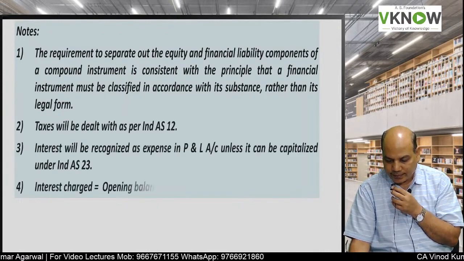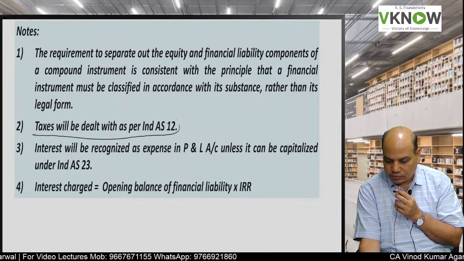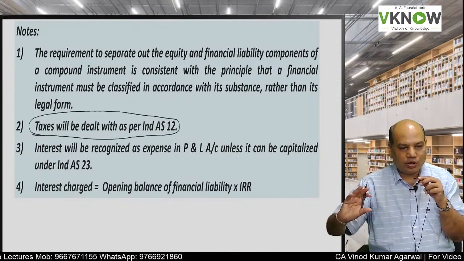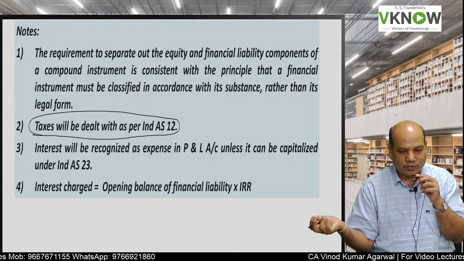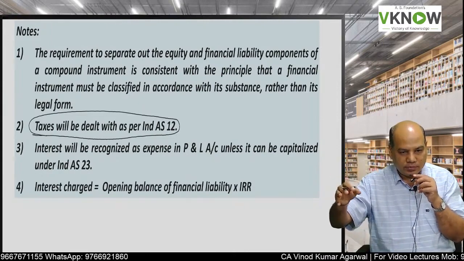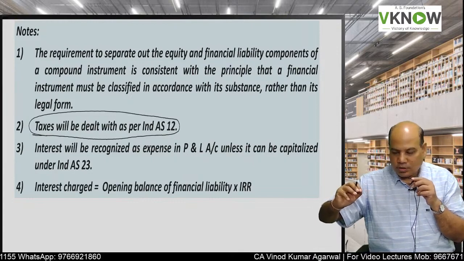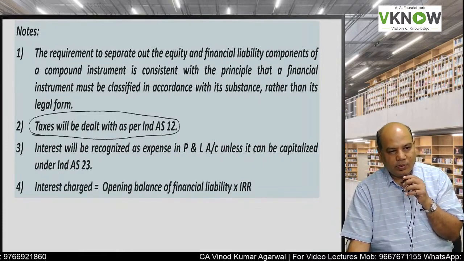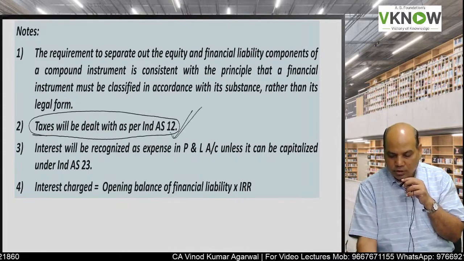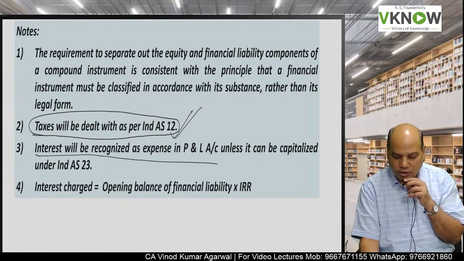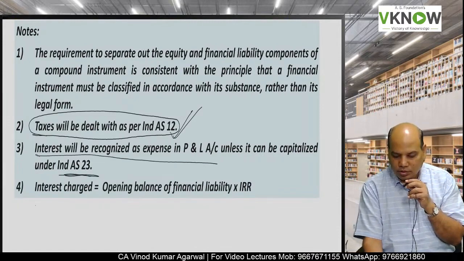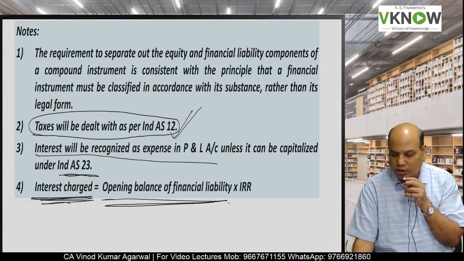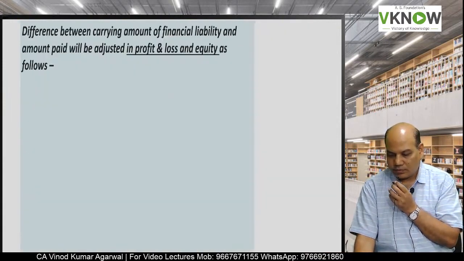If deferred tax is to be calculated, because the Income Tax Act does not deal with compound instrument, they still follow the old method of accounting. So there will be a difference between the book value and the tax base. That will be covered by IND AS 12. We will discuss separately. Any interest paid will be transferred to P&L account unless it can be capitalized. And how do you compute the interest here? Under amortized cost, take the opening balance of financial liability and multiply by IRR.